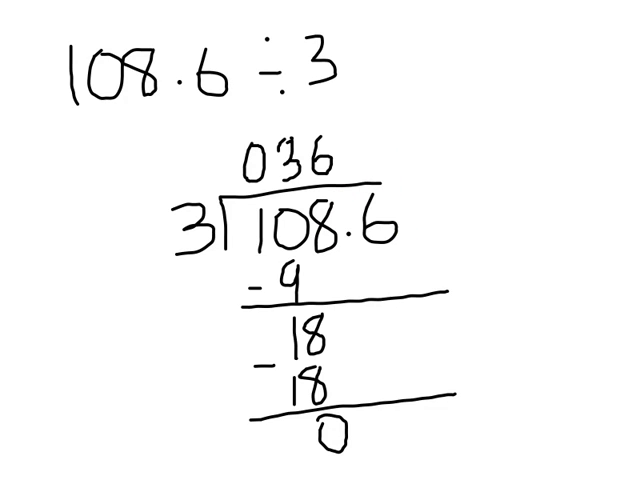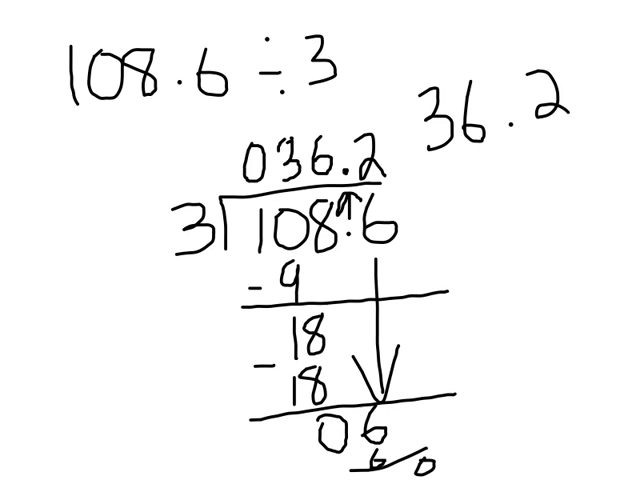So the first thing I'm going to do is bring my decimal up. Once I bring my decimal up, I can bring my 6 straight down. And I know that 3 goes into 6 2 times. 2 times 3 is 6, so I'm left with 0. So my answer here, or my quotient, is 36.2. Let's do another one.